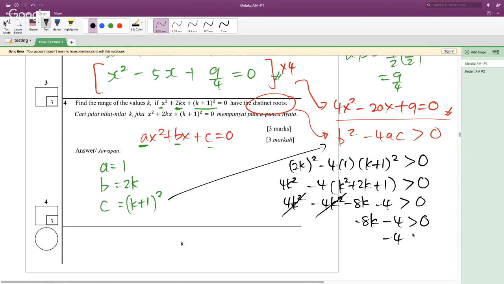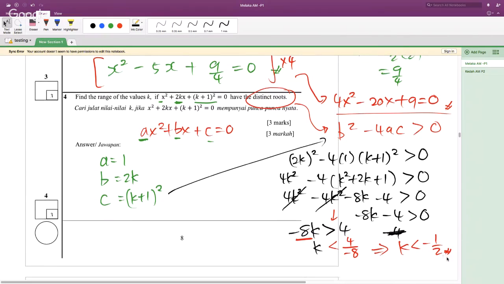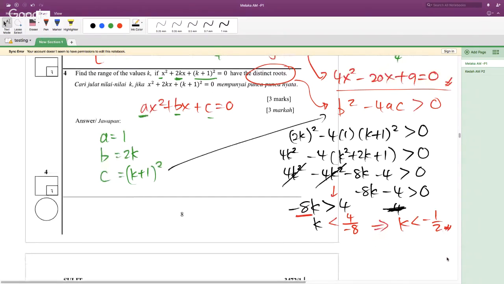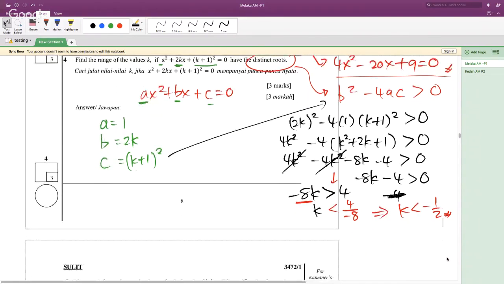So therefore, negative 8k is bigger than 4. So k will be, okay, now this is a very crucial part. Whenever you move the negative 8 to the other side, you have to change the sign from bigger than to less than, 4 over negative 8. So therefore your k will be less than negative 1 over 2. This is something very important. Whenever you multiply or divide by a negative value, remember you have to change the symbol. If there's no issue, then I will just continue to question number 5.